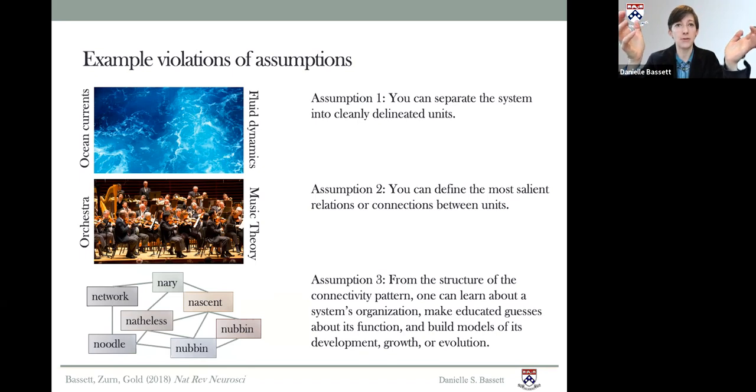Language is much more about the meaning of words and perhaps shared meanings in words. And so this particular network that I've constructed violates assumption number 3. From that structure, we can't learn about the system's organization or make educated guesses about its function. It's been built wrong. It's been built with inappropriate information for the question of understanding language. So I think we need to be careful on all 3 of these parts when we go to the brain, because we want to make sure that we are justified in the delineation of units, that we're justified in the definition of relations, and that from those 2 combined, we are justified in drawing inferences about the system's function.